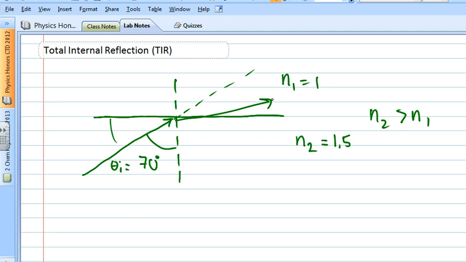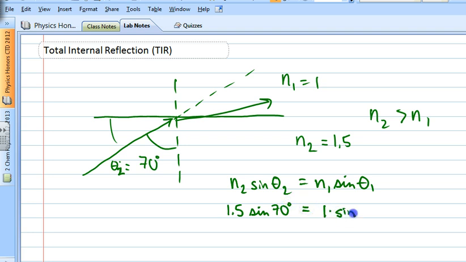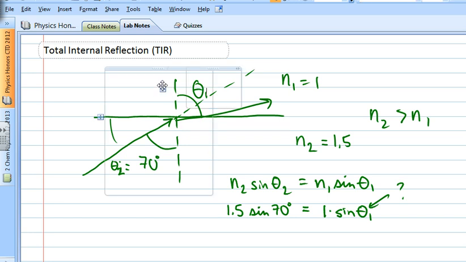And we know that it's going to follow Snell's law. So we could say that N2 sine of theta 2 equals N1 sine of theta 1. Now, we're going to run into a problem here because we have 1.5 times the sine of 70 is equal to 1 times the sine of theta 1. And theta 1 is what we're trying to find, the so-called refracted angle. And we're going to break out the calculator here and do a little bit of quick math.